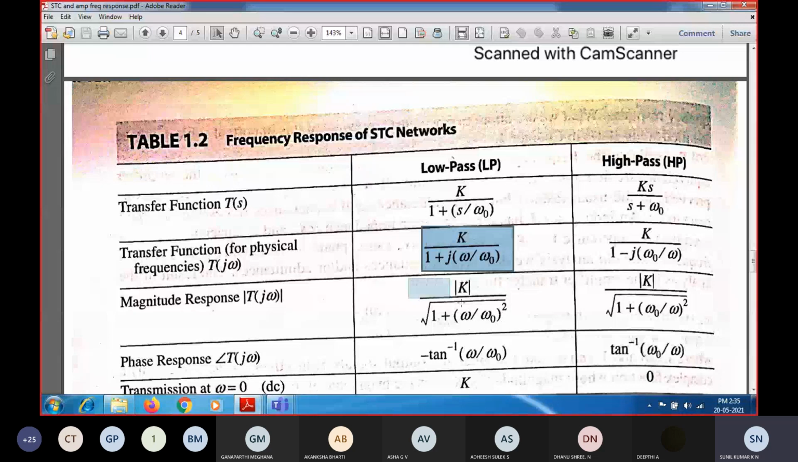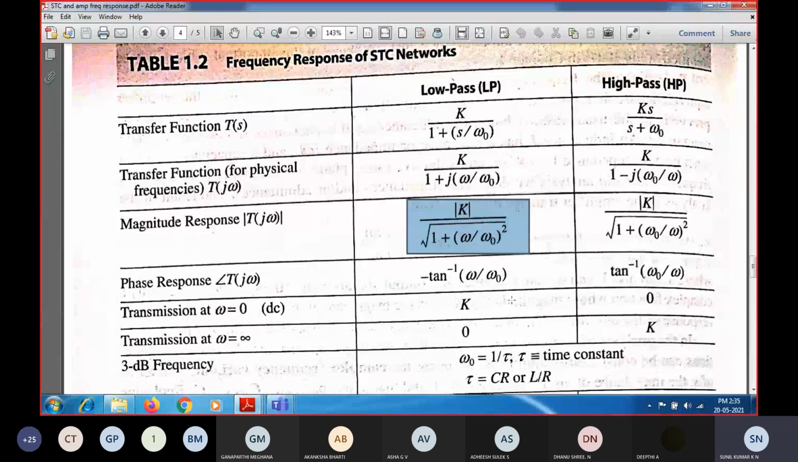So this is the magnitude response. Along with that the phase component also will be there, minus tan inverse of omega divided by omega naught. That gives the magnitude as well as the phase response, the angle of the given transfer function. Once the transfer function has been done, we need to check it, in the sense that it is nothing but the amplifier transmission gain.